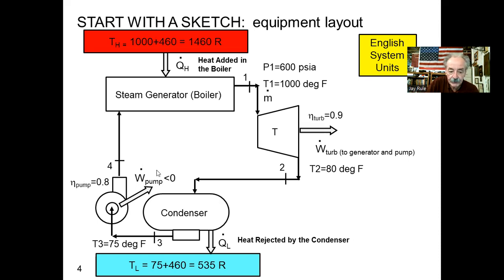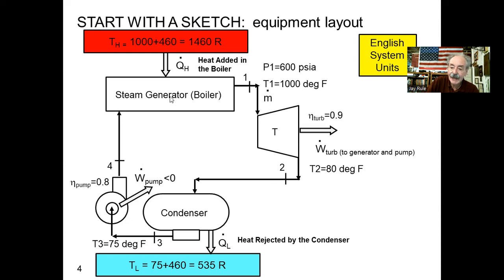Okay, I'm showing W dot of the pump is less than 0. Power is required to drive the pump. Block arrow with W dot. And I'm showing that the pump efficiency is 80%. Here's my state 4, the exit temperature and pressure of the pump. And it's piped back to the steam generator, also known as the boiler.